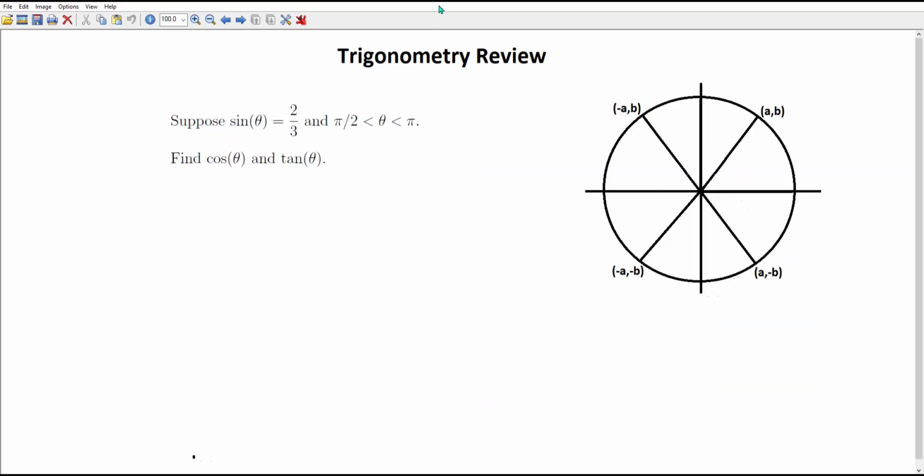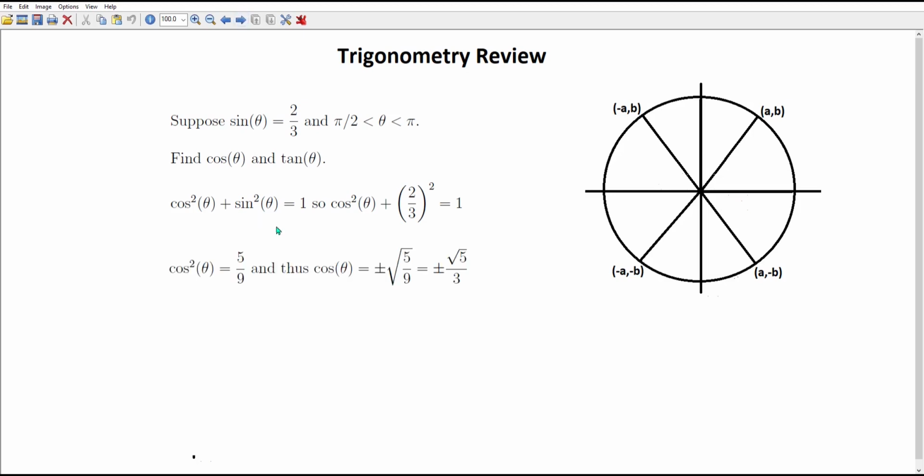To illustrate all of this, let's do one final example. Suppose that we know that the sine is 2/3, and our angle is between pi over 2 and pi, which is second quadrant. We want to find the cosine and the tangent. We start with the relationship cosine squared plus sine squared equals 1. We know that sine is 2/3, so we substitute for the sine, and we get cosine squared plus 2/3 squared is 1. 2/3 squared is 4/9. When you subtract 4/9, you get that the cosine squared is 5/9, and thus the cosine is plus or minus the square root of 5/9, which is plus or minus the square root of 5 over 3.